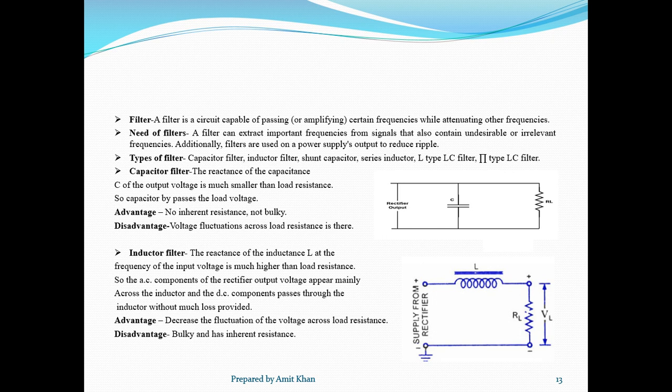Advantages: it decreases the fluctuation of the voltage across the load resistance, which was a disadvantage of the capacitor filter. So we have recovered that disadvantage by using the inductor filter. But the disadvantage of the inductor filter is that it is bulky and it has inherent resistance.